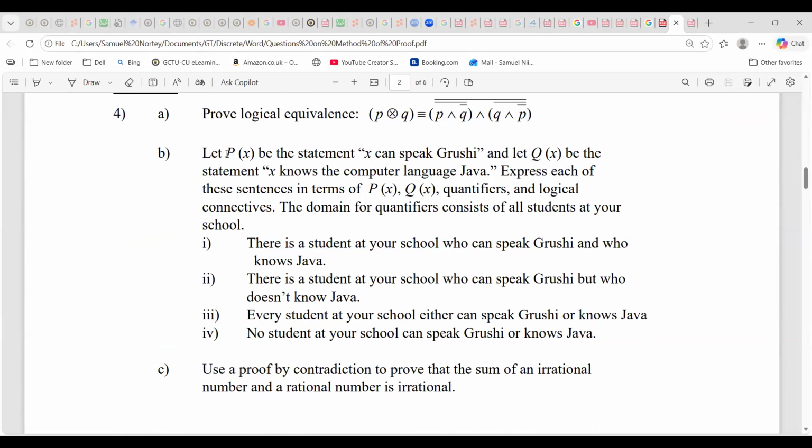Now in the question, you are told that P of x stands for this: x is a student. Remember, they are saying the domain consists of all students. So P of x means that a student can speak Grushi. Q of x means that a student knows the computer language Java. So who can translate this into symbols, the other way around? There is a student at your school who can speak Grushi and who knows Java.